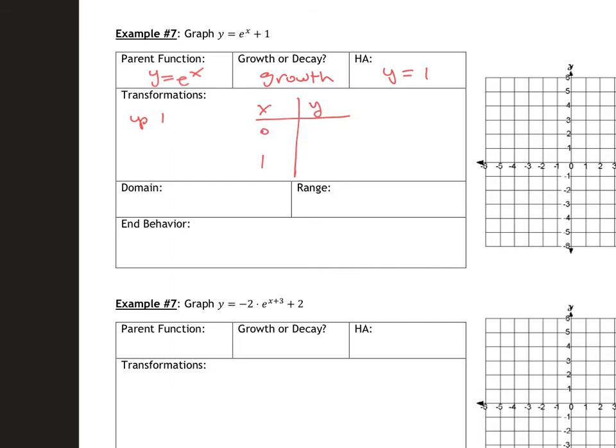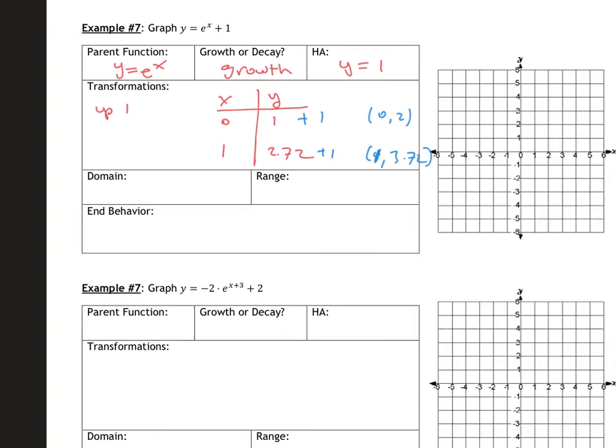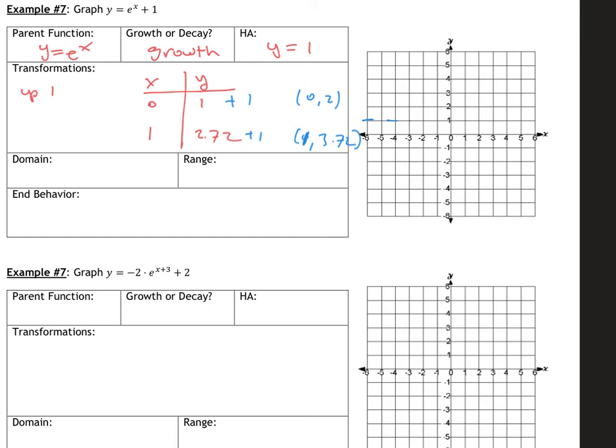So what we have here: (0, 1). So e to the 0 power is still 1. e to the first power is 2.72. And we're going to take this and we're just going to translate it up 1. So I have (0, 2), and I have (1, 3.72). And you got your 2 points, so you're good. It's nothing really to freak out about. Boom here. (0, 2), (1, about 3.72), you're going to be estimating. So you got your graph.